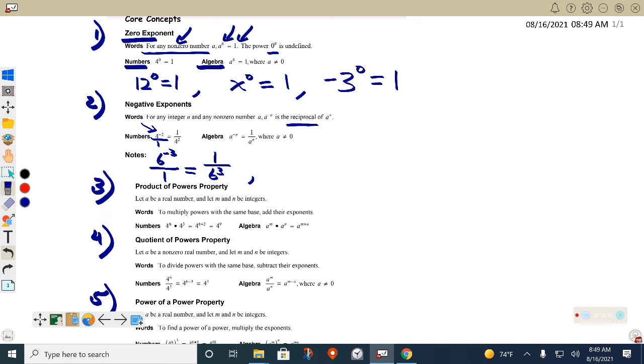Let me do it with a variable, just for giggles. Use an n. N to the negative 50th power over 1. Exactly. So the first thing is just making a fraction. The way to make anything into a fraction is to put it over 1, because everything can be over 1. And then flip that puppy. 1 over n to the positive 50th.